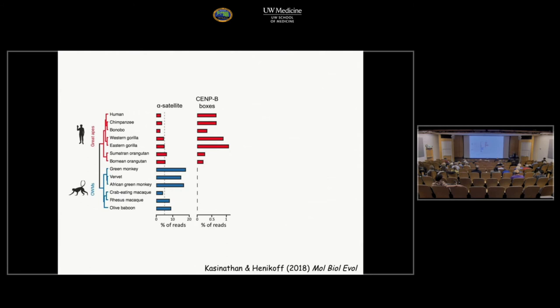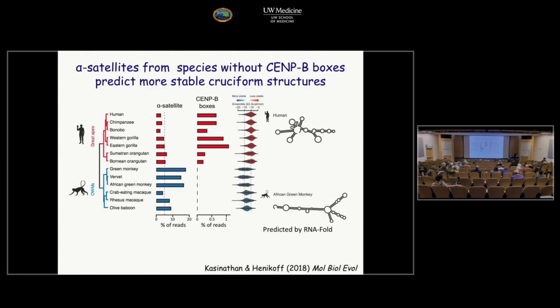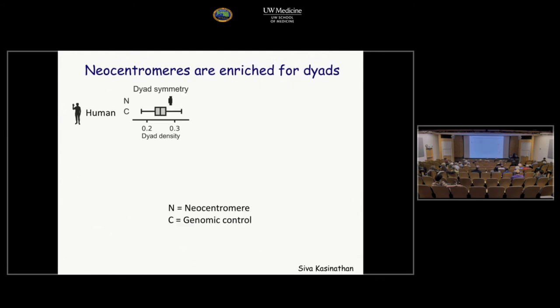So then Siva did something interesting. He asked about foldbacks. So what he did was he ran the RNAfold program and he found a striking difference. Humans have short foldbacks, whereas monkeys have long foldbacks. And on an energy scale, this has high delta G, this has low delta G. And if you ask about the Y chromosome, which lacks a CENP-B box, it actually is similar to monkeys. It has strong foldbacks. And then it turns out that neocentromeres also have high predicted dyad symmetry, human neocentromeres.